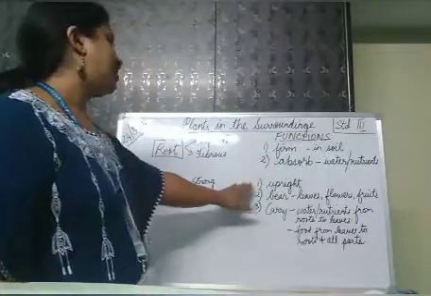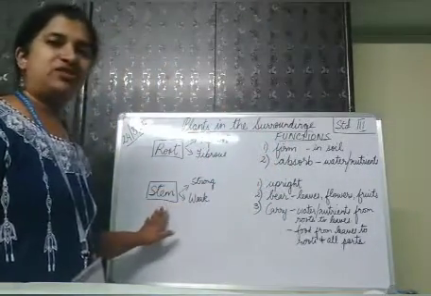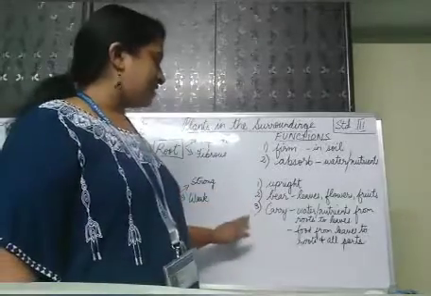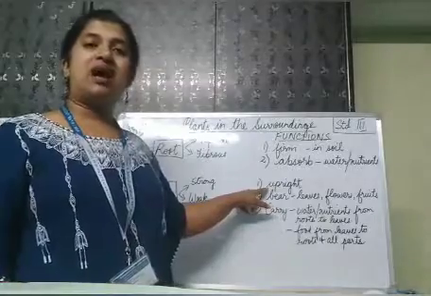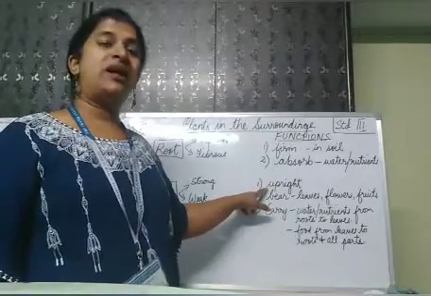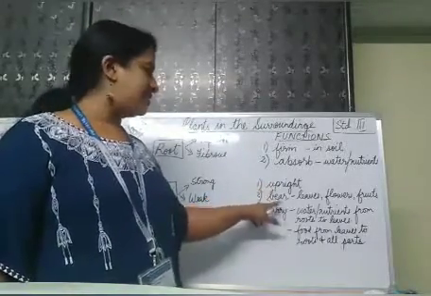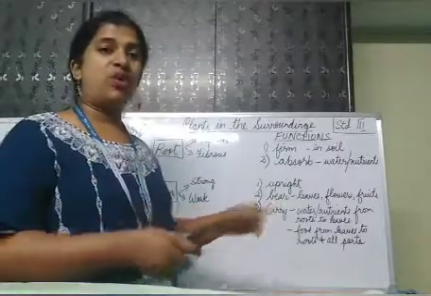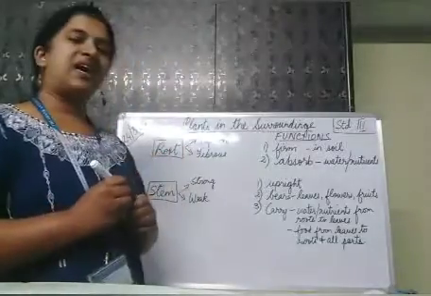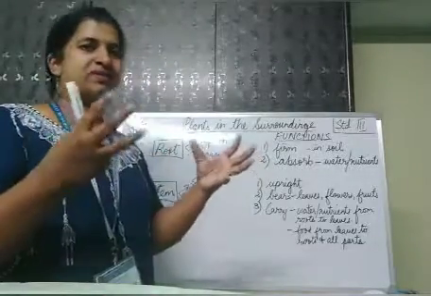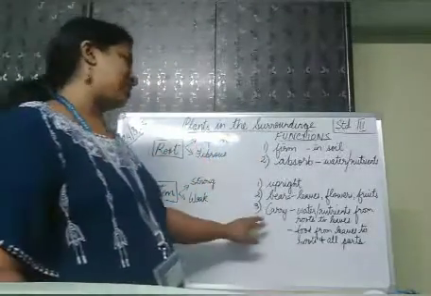Then, coming to the functions of the stem. The stem has three main functions. One is that it keeps the plant upright. So you need to remember the word upright. Keeps the plant upright. Next, it bears. It bears leaves, flowers and fruits. It bears up, holding all of these together.